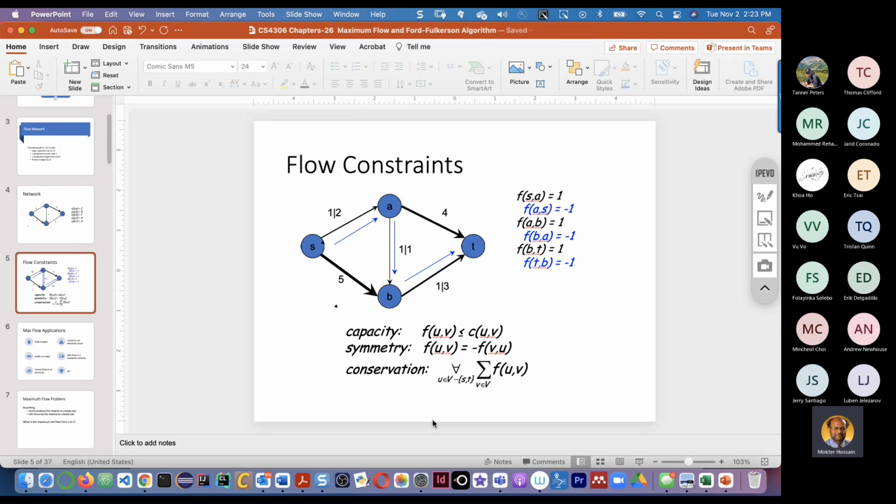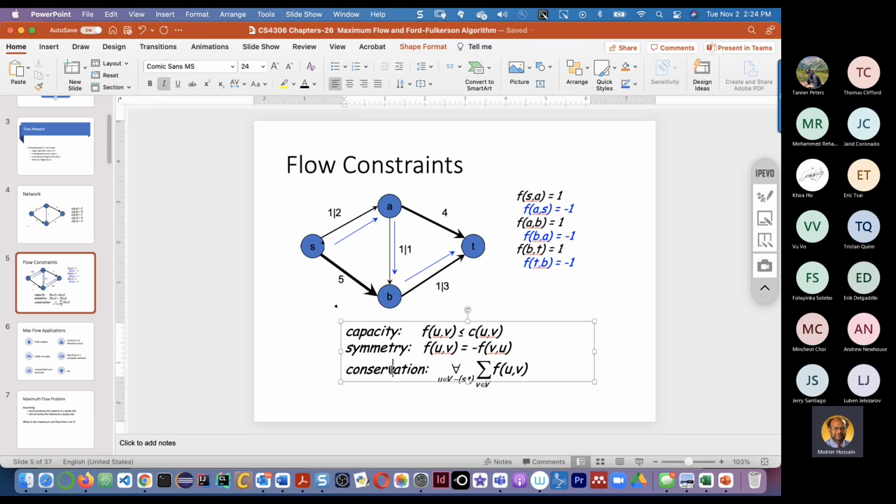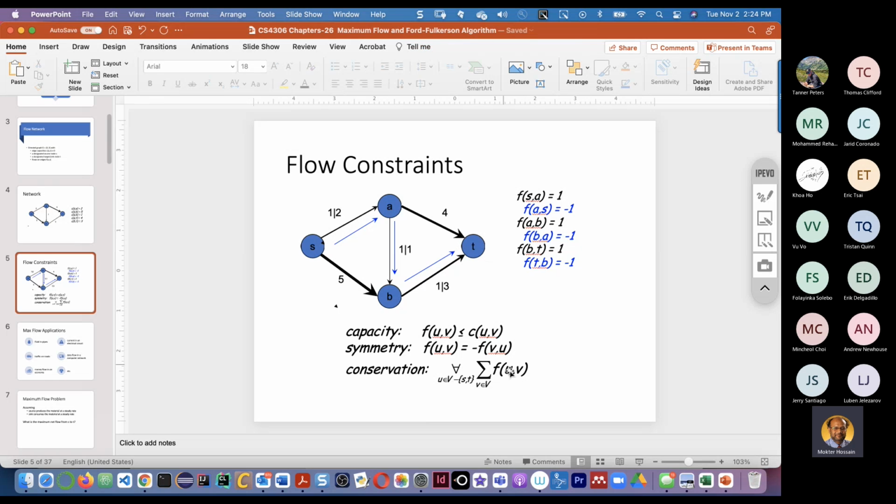And the conservation is that for all U belonging to V minus {S, T}, where V is the set of vertices, S is the source and T is the terminal point, that means for all other nodes except the source and destination, the total flow will be the sum over U and V. That means from here to here, here to here, here to here. That is the total flow we are counting.